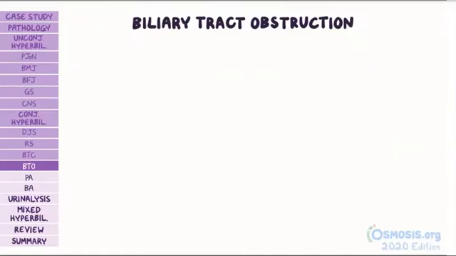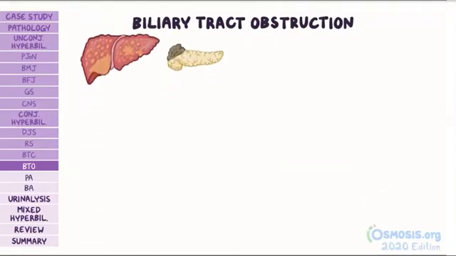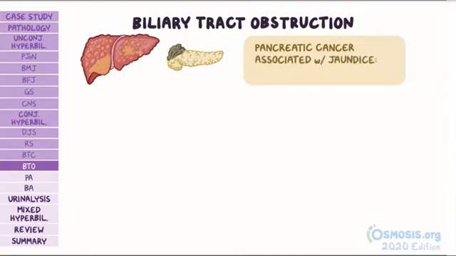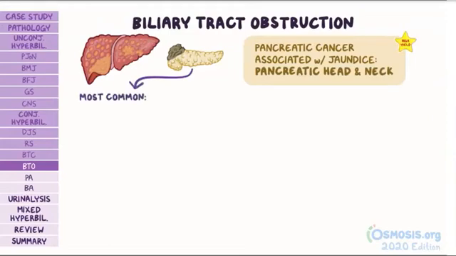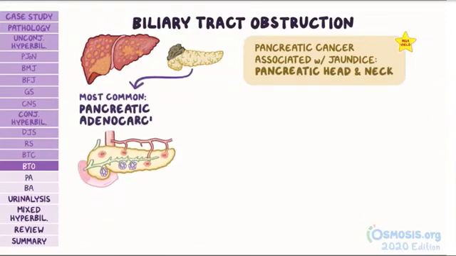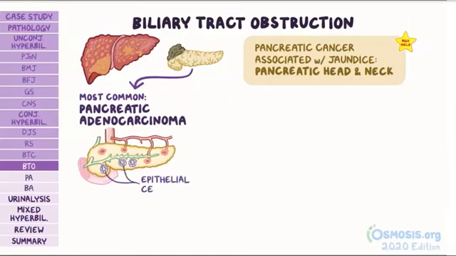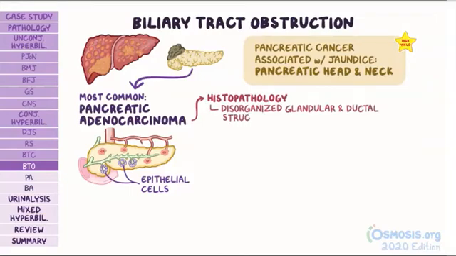In addition, the normal flow of bile can be compromised by tumors outside of the biliary tree, such as liver and pancreatic cancer. Pancreatic cancer that's associated with jaundice is typically located in the pancreatic head or neck. Now, the most common pancreatic cancer is pancreatic adenocarcinoma, which arises from the epithelial cells lining the pancreatic ducts. This is a very aggressive tumor, and its histopathologic features include disorganized glandular and ductal structures with cellular infiltration.